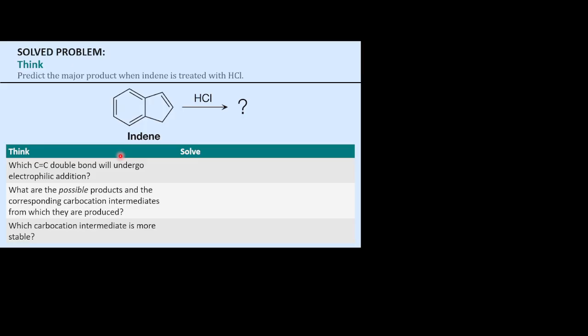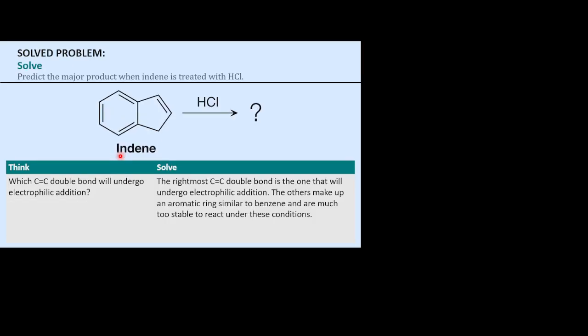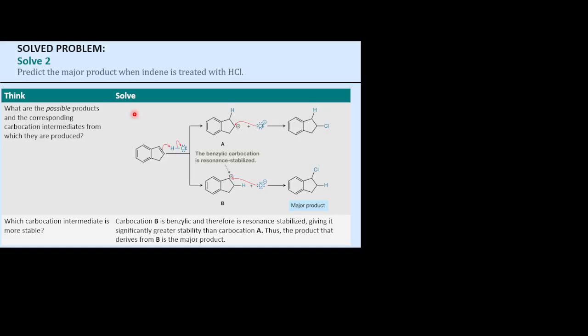Okay. And so, which one's going to undergo this electrophilic addition? That's the first thing we have to figure out. Is it going to be the benzene ones or the... Nope. It's going to be this one, isn't it? Yep. Can't be the aromatic ring. Okay. And so these would be the two possible additions we could have seen, right?